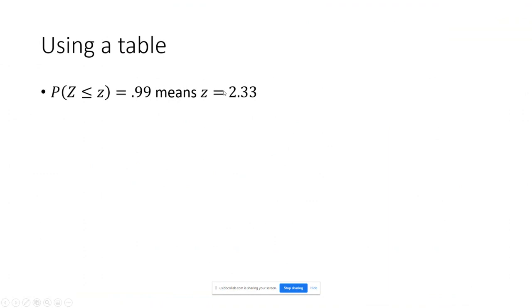So what this is saying is that to get 99% of the data to the left, we need to go 2 1/3 standard deviations to the right of the mean. And now we just need to find the x value or y value that corresponds to that. So take it out of a standard normal distribution and put it back into the normal distribution with a mean of 66 and standard deviation of 2.